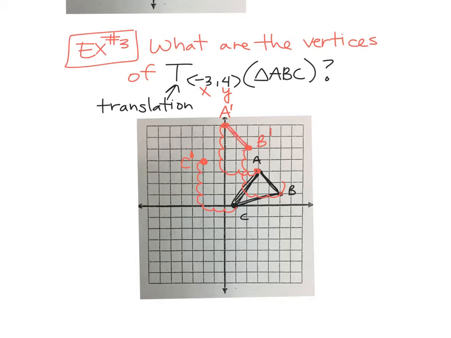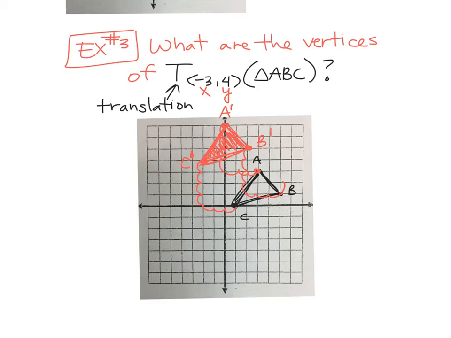So your new triangle, is this my pre-image or my image? The image, right? The image is what it becomes. So this solid triangle is your image. Your pre-image was triangle ABC. Your image is A prime, B prime, C prime.